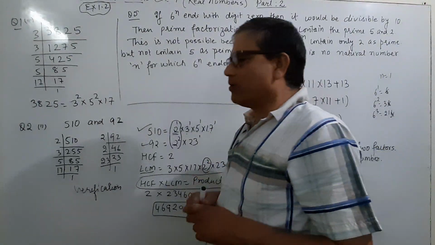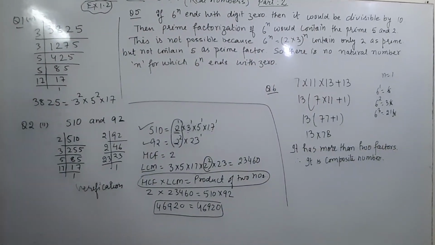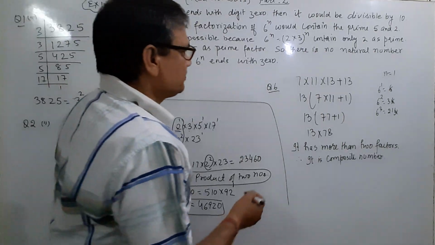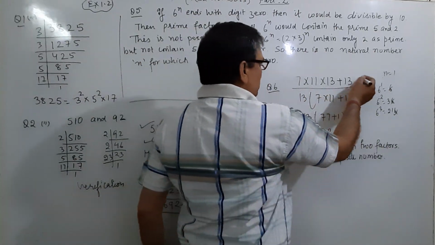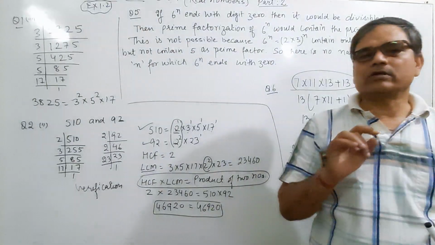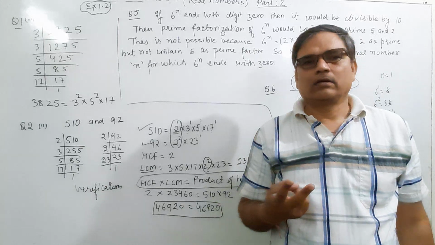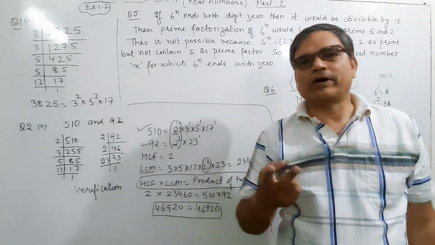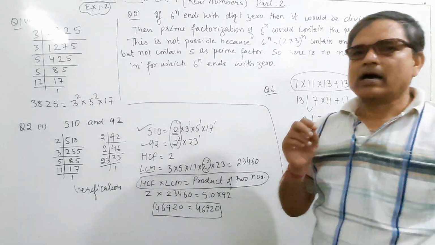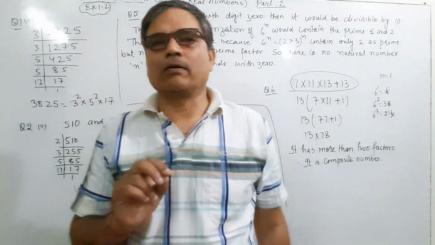This is your question number 5. And for question number 6, explain why the first part is a composite number. Why is it a composite number? Composite numbers are those numbers which have more than 2 factors. If any number has more than 2 factors, then it is a composite number.